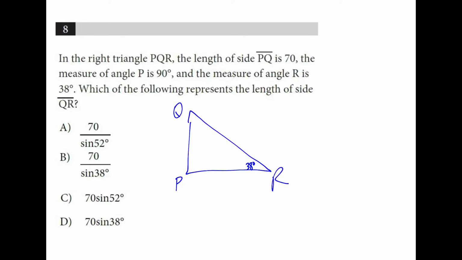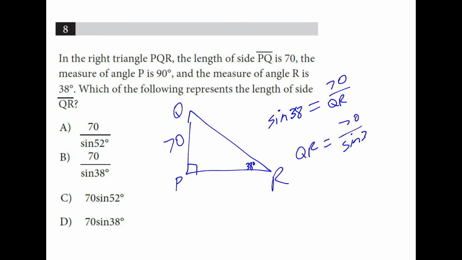So here's PQR, there's R 38, P is 90, PQ is 70. Which of the following represents the length of side QR? So if we did the sine of 38, that's going to be opposite over hypotenuse, or 70 over QR. So QR is equal to 70 divided by sine 38.